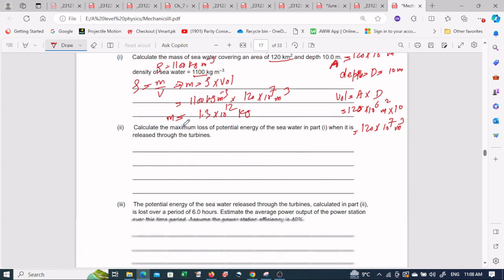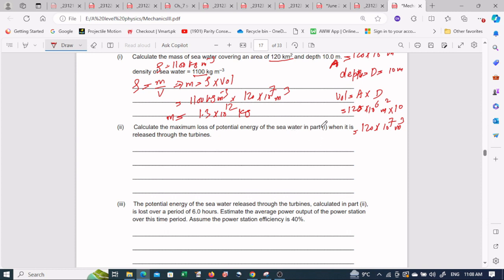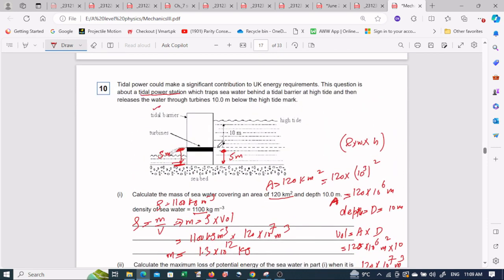Here is the next question: calculate the maximum loss of potential energy of the seawater in part 1. As we know, when this water goes through the turbine, the turbine releases this water and it goes down to the seabed. Here the examiner has a trick: he gives the 10-meter height above the turbine, but the loss of potential energy happens when the water goes through and reaches the seabed.